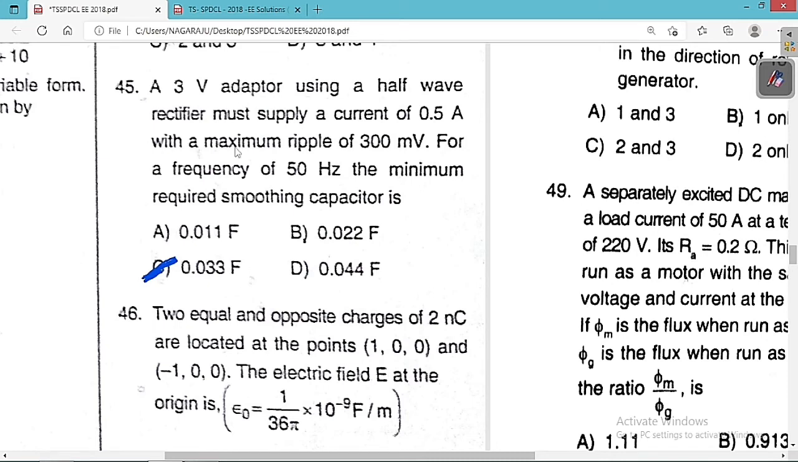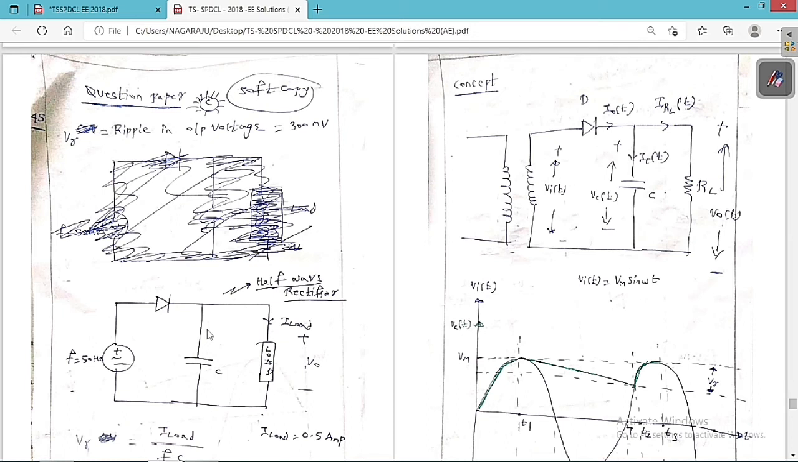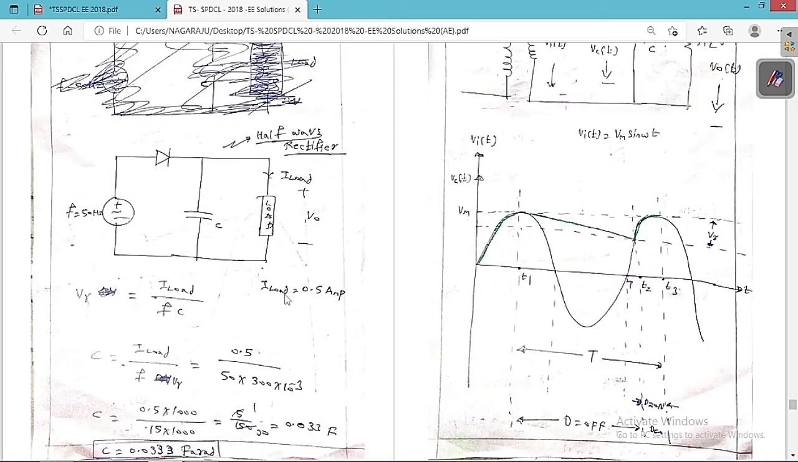So let's solve this numerical. Basically this is the half-wave rectifier. We are going to keep a smoothing capacitor in parallel with the load. This is the supply voltage of frequency 50 Hz. It's a half-wave rectifier, and here the load has the output voltage V0. I load is the average value of the load current. Then VR is the ripple in the output voltage, which is 300 millivolt. Already they are given in the question: the average value of the load current is 0.5 ampere, the ripple voltage is 300 millivolt, and the frequency of the supply is 50 Hz.